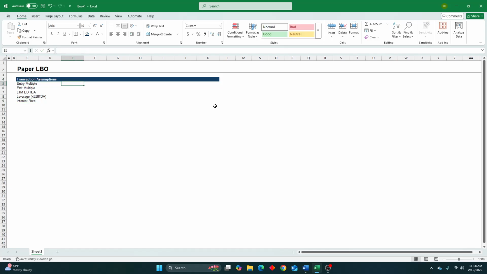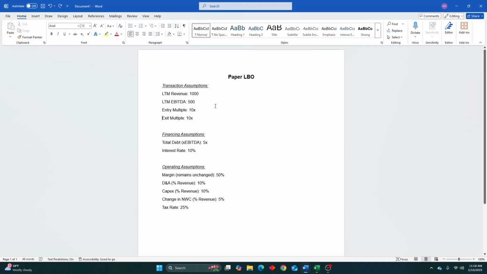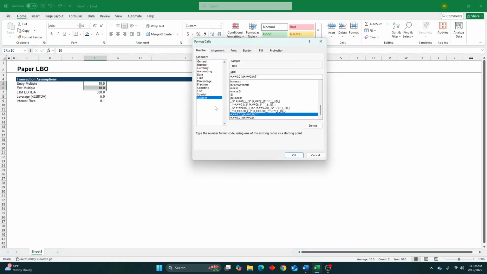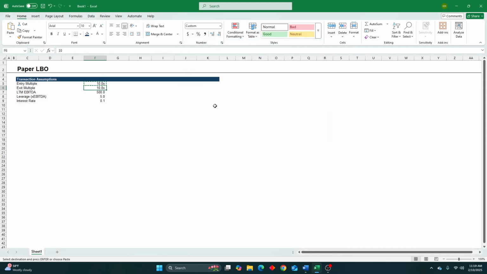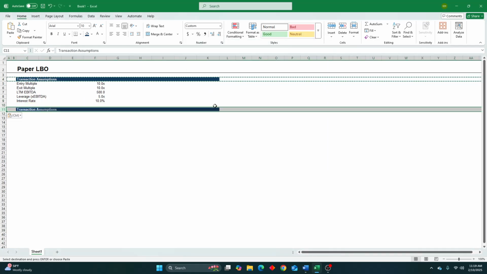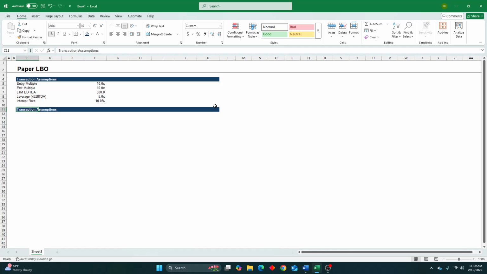So starting with our entry and exit multiple, we're going to have 10 and 10. So we'll put in 10, with our LTM EBITDA being 500. And then we are raising 5 times of debt at a 10% rate. We'll put in some basic formatting here just so it's a little bit clearer in terms of what's going on. Typically what you'll see is for these paper LBOs, you really only have one tranche of debt, and it really is a super simplified version.